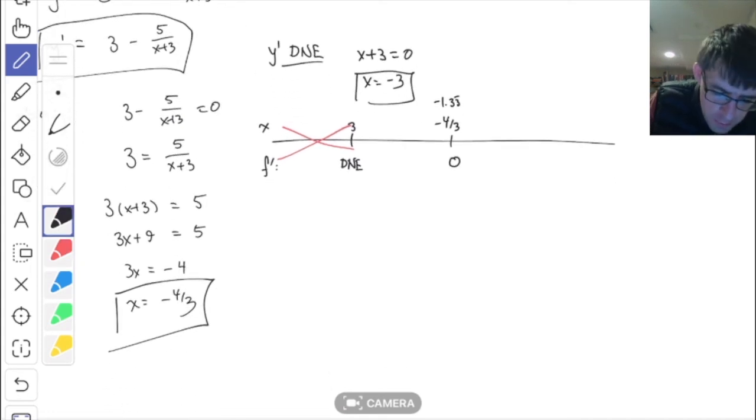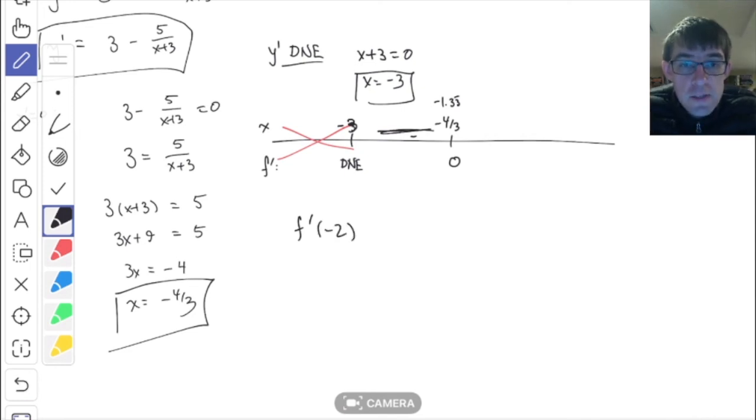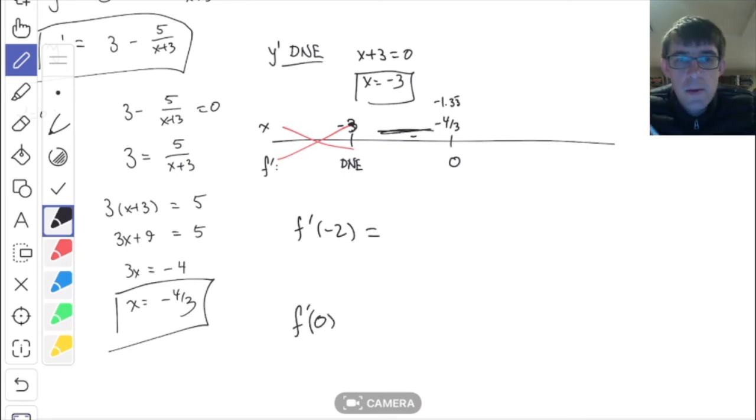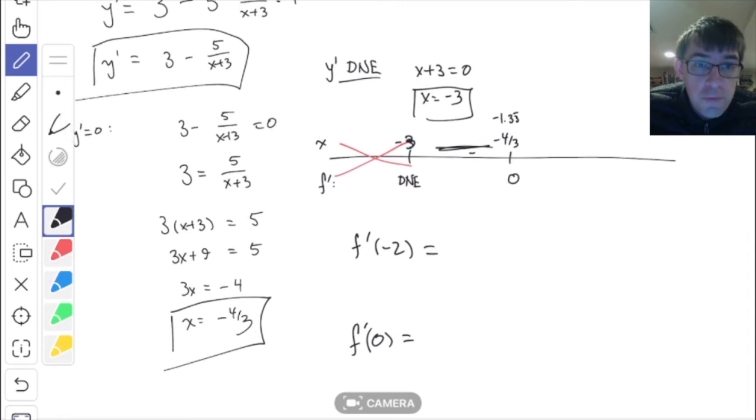I'm going to choose two values to plug into the derivative. Remember this is negative 3 here, so one value should be in this range. I'm going to choose negative 2 because that's a fairly nice number, which is in between negative 3 and negative 1.3 repeating. So I'm going to plug that in. And then I'm also going to the right of that number, I'm going to choose f prime of 0 for the other interval.